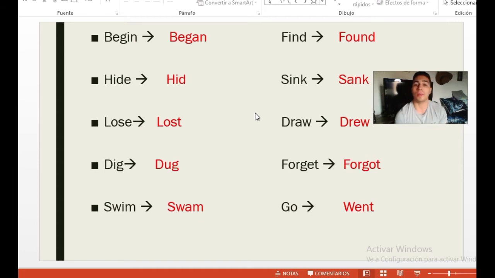So as you can see, begin is present, began in past, hide, hid, lose, lost, dig, dug, swim, swam, find, found, sing, sang, draw, drew, forget, forgot, go, went. Okay, just remember, try to practice them, try ideas that you repeat in your house, these words.